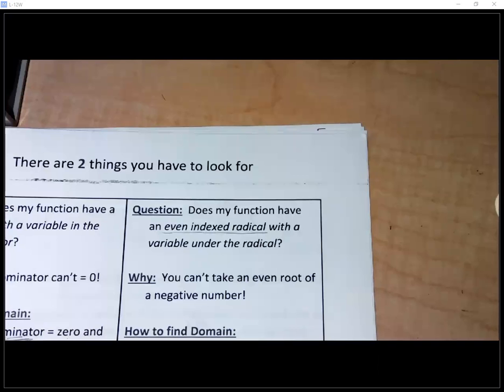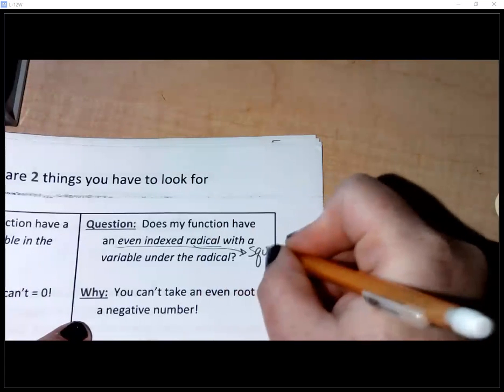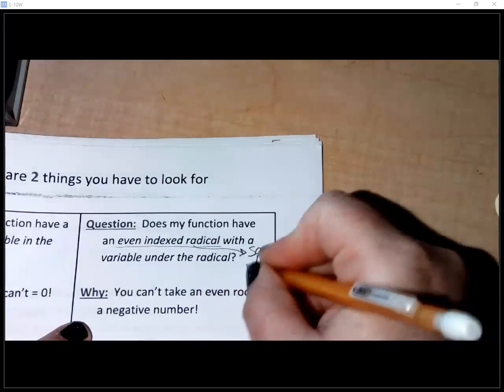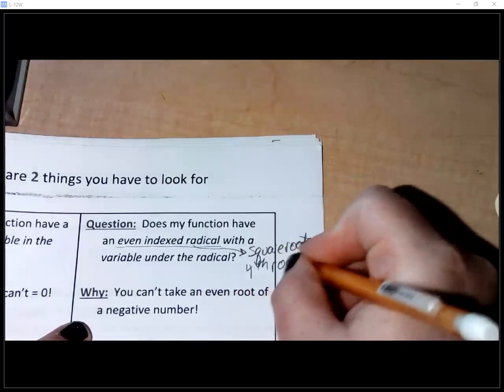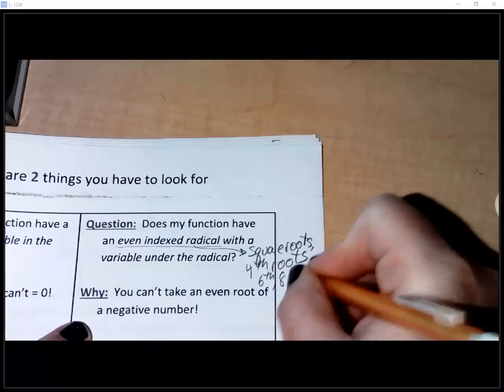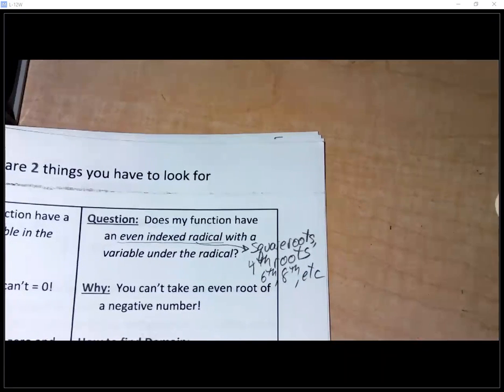Okay, so that's what that means. So maybe we should put a little side note so we don't forget. That means we're talking about square roots, 4th roots, and then so on, 6, 8, etc. Okay, so that's what that means, even indexed radical.